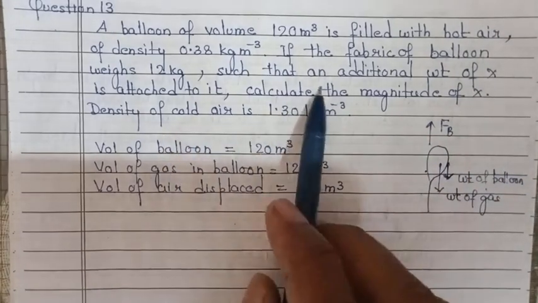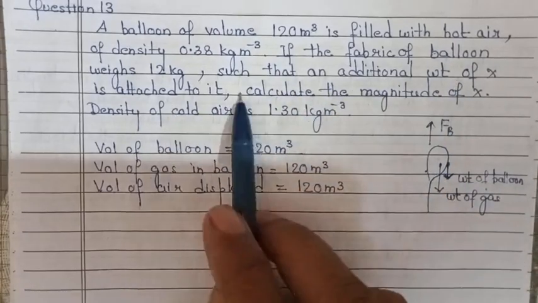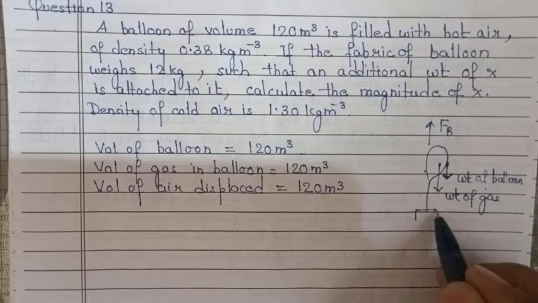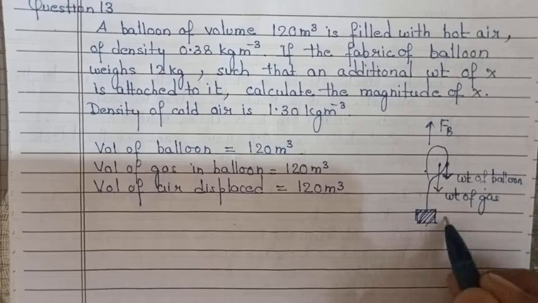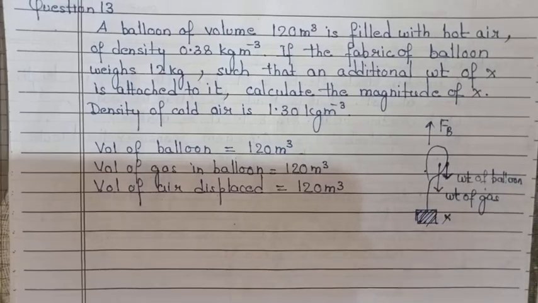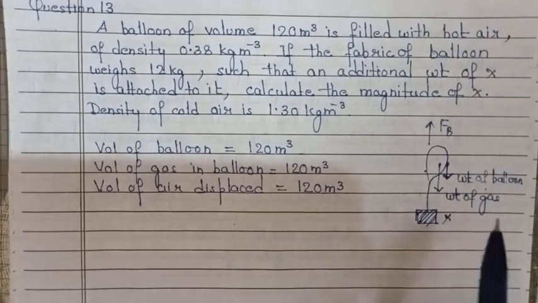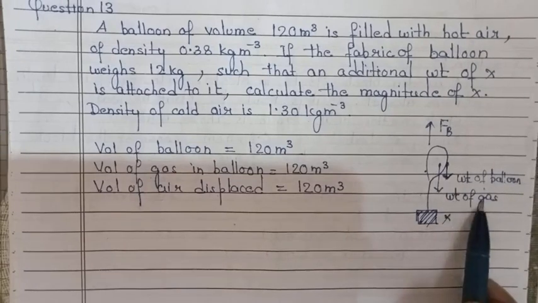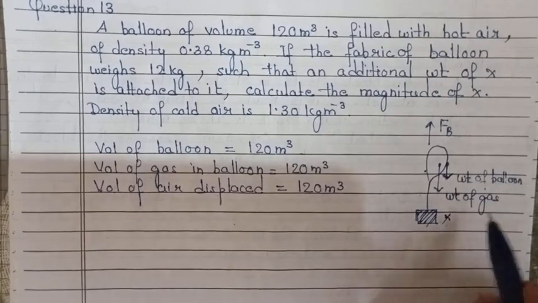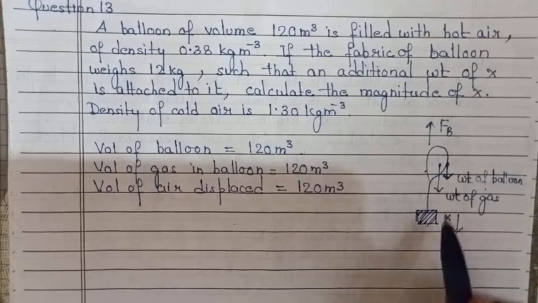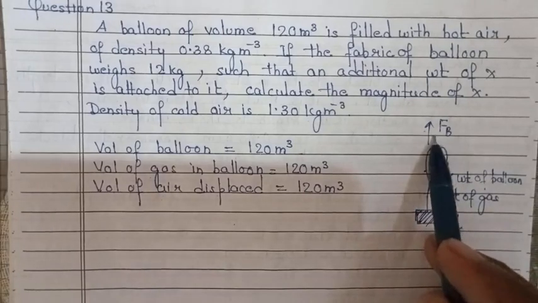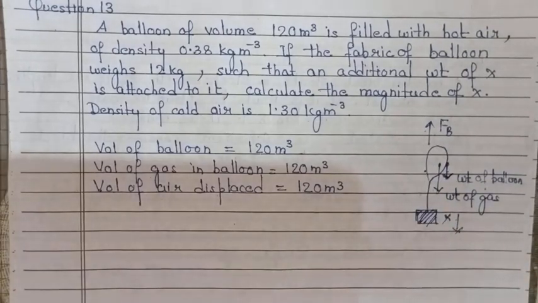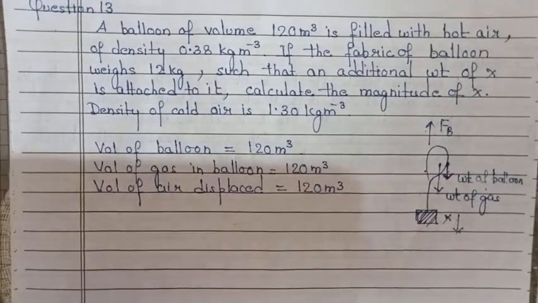Then the question says an additional weight of x is attached to it. One more force is acting on it, and that is an equipment of weight x. So altogether we can find four forces are acting on the balloon. Weight of the balloon, weight of the gas in the balloon, weight of this equipment, all in the downward direction, and these three forces acting on the balloon are being balanced by upthrust, which is in the upward direction. So let us calculate these four forces acting on the balloon.